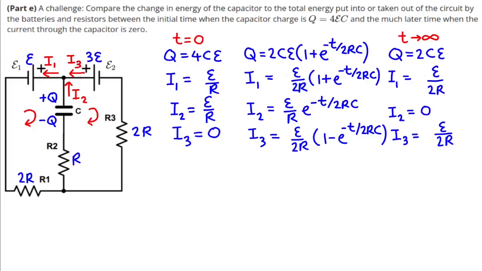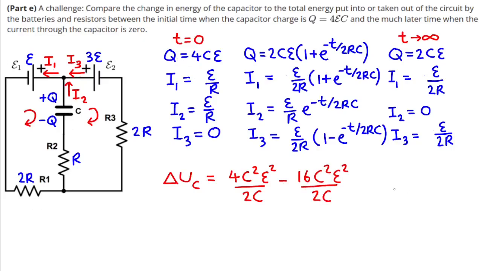Now the change in energy of the capacitor is equal to the final energy, being Q squared, which is 4C squared epsilon squared, on 2 by the capacitance, minus the initial energy stored in the capacitor, so that'll be 16 C squared epsilon squared on 2C, which gives 2 minus 8, or minus 6C epsilon squared.